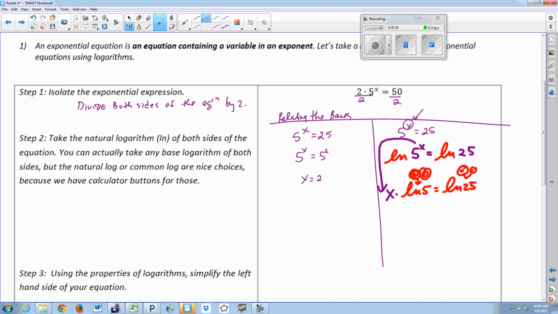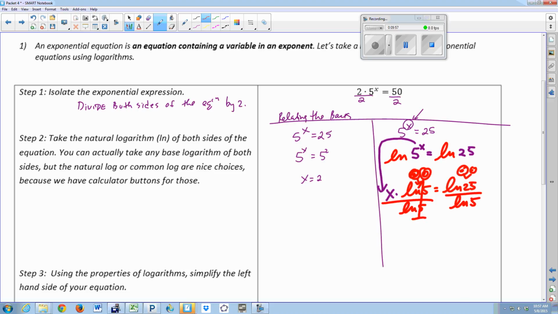Just as if this said 4 times x equals 24. These are just constants. So to undo the multiplication of x by the natural log of 5, to undo multiplication, you divide by whatever this number is. This number is called the natural log of 5. I don't have to put it in my calculator. I just divide by the natural log of 5 on both sides. So I divide this by the natural log of 5, and I divide this by the natural log of 5.